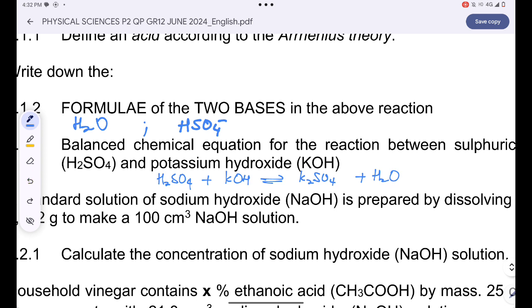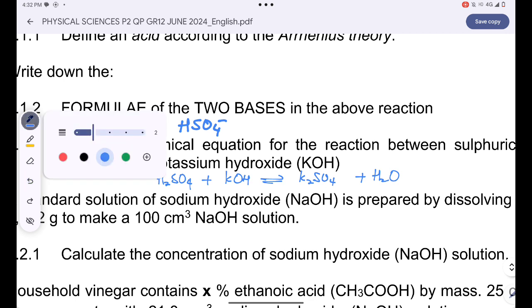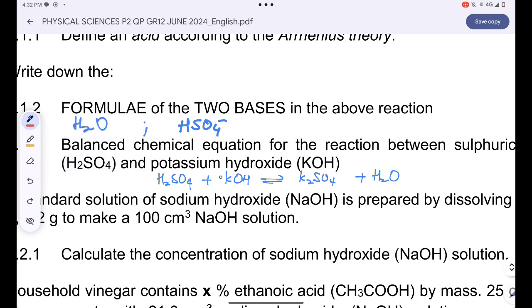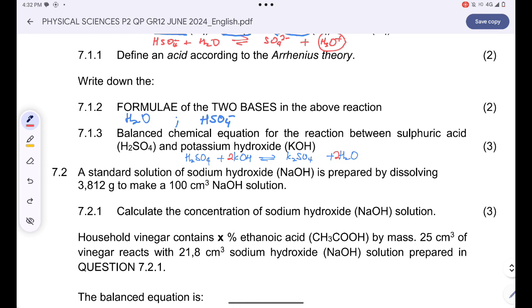But let's check. The potassiums on the right hand side, we have 2 of them, but on the left hand side we only have 1. So if we place a 2 over there, that will help us with the balancing, and also a 2 over there will help us. The number of hydrogens is the same on both the left hand side and the right hand side. The number of sulfurs are the same, oxygens are the same. So this equation is balanced.